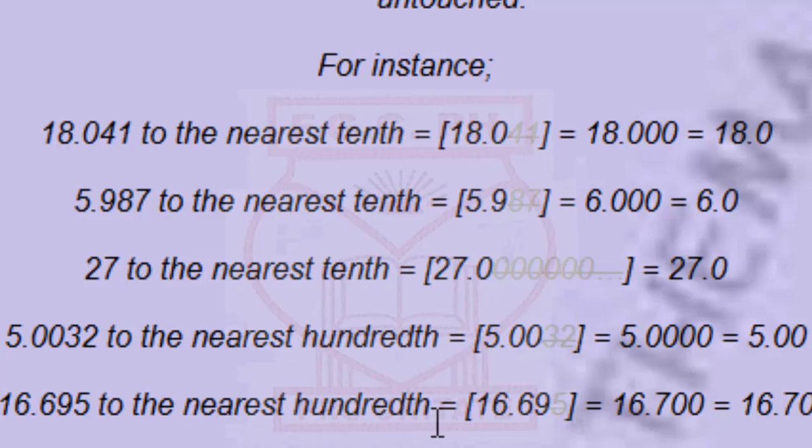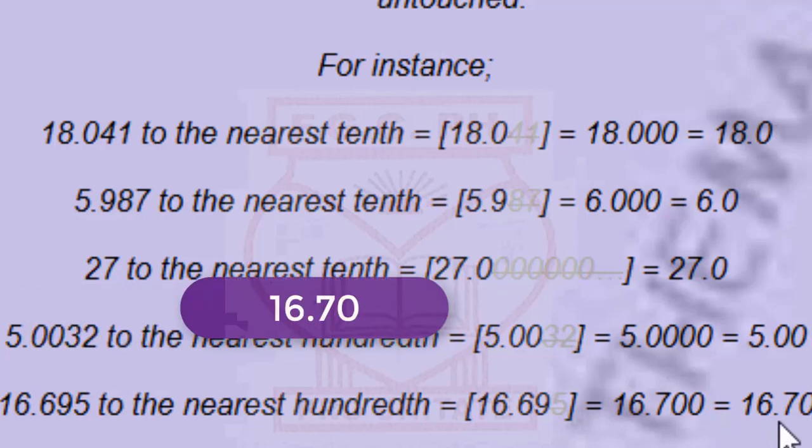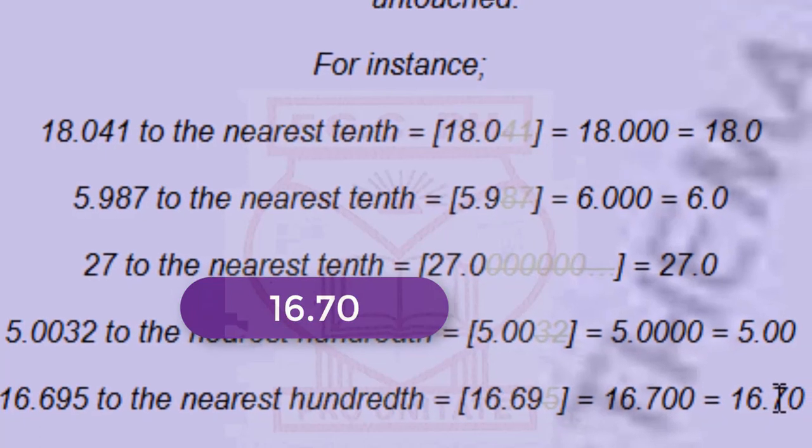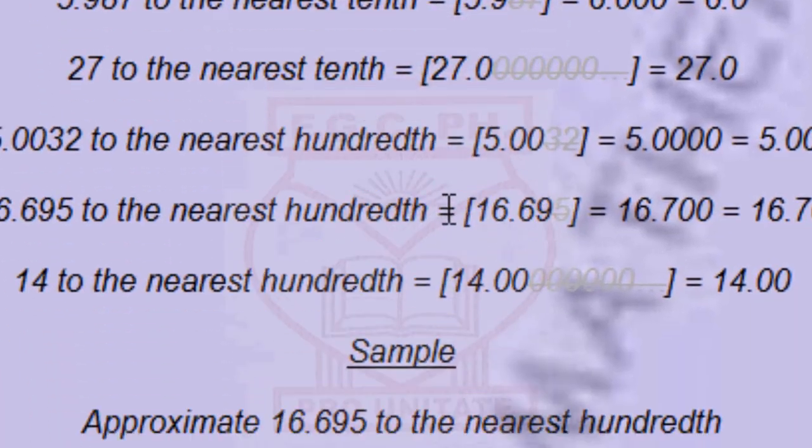16.695 to the nearest hundredth should become 16.700 because 5 is rounded up, and with 1 on 69 it becomes 70, so we have 16.700. So one of the zeros alone is knocked off, so you have 16.70, so you can maintain 2 digits for the sake of nearest hundredth.